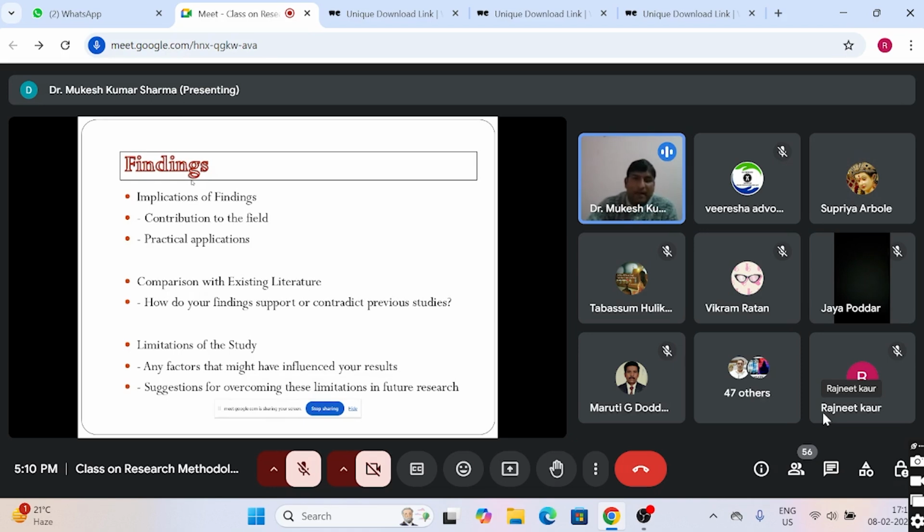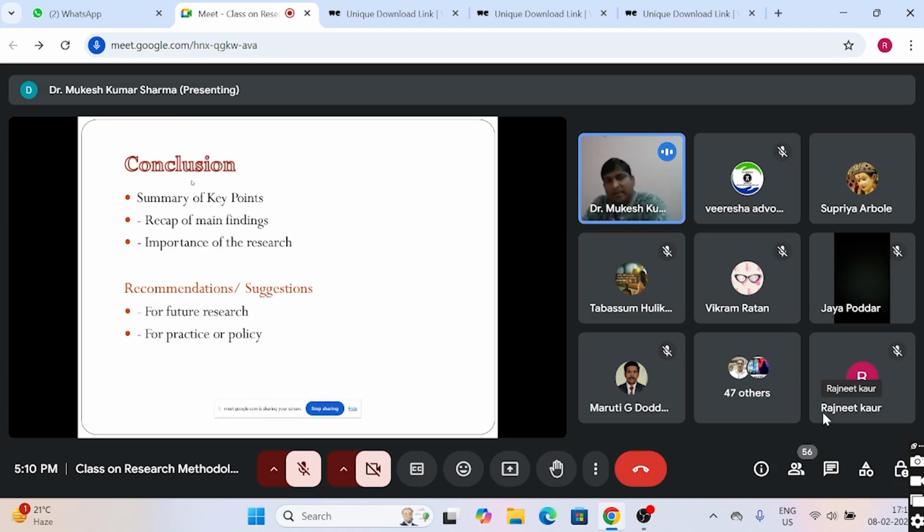After the findings, it comes to the conclusion part, a summary of the key points. Do write the major findings and the significance of the research, and try to link it with the importance of the research: that this research will be helpful for whom, for the society, for the policymakers, for the government, or for upcoming scholars. Then give some suggestions for future researchers, because once you complete the PhD, many of your younger brothers and sisters are watching you.